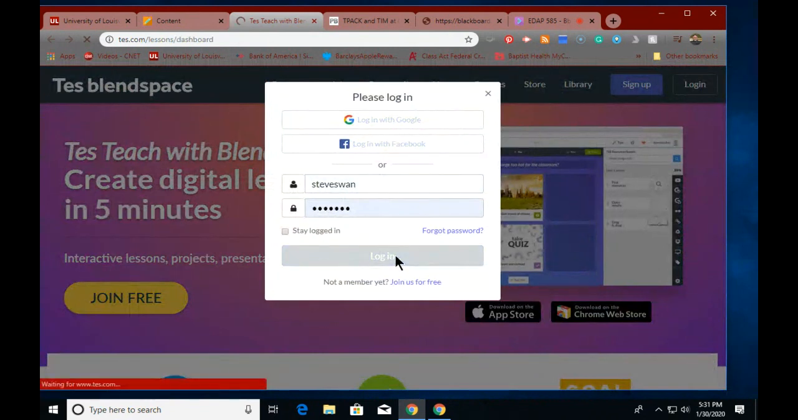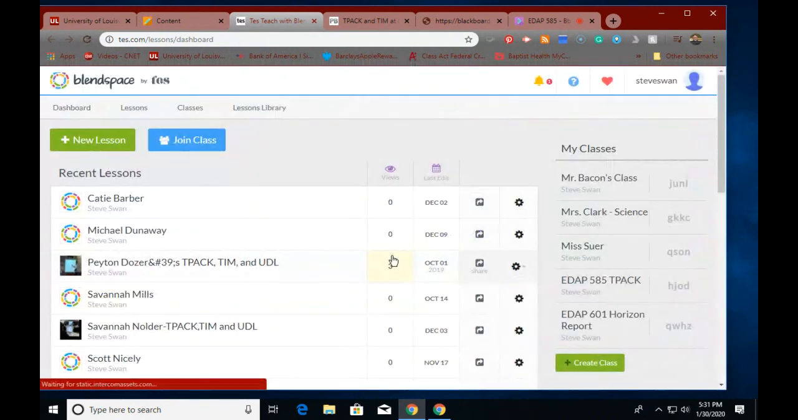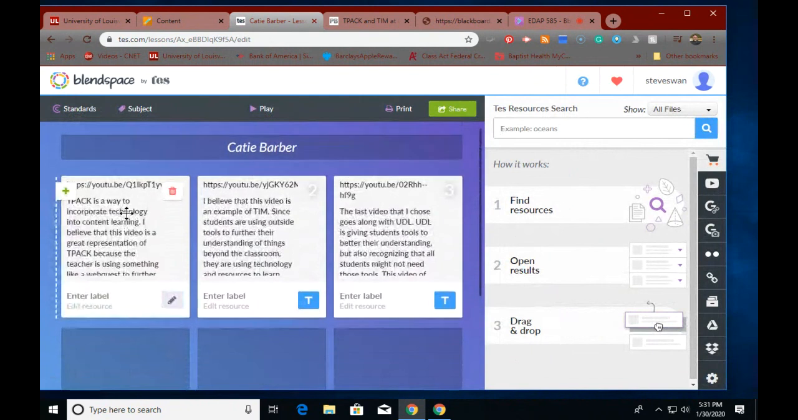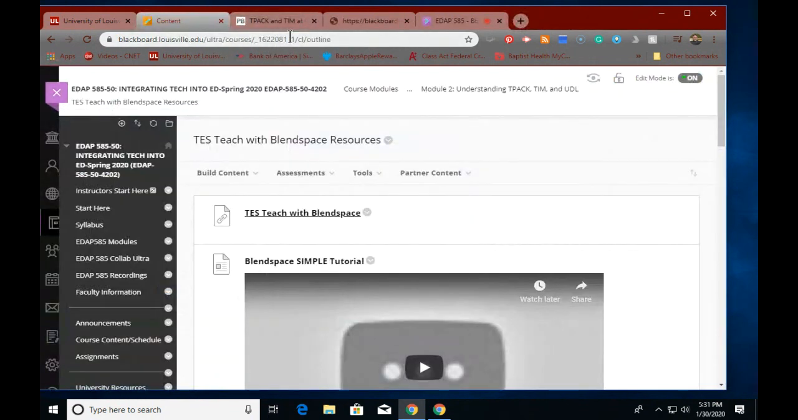And Blend Space is a really nice way of you being able to use it with your kids, because they can basically use it as a way of putting together their understandings as well. It's a really nice little tool. I like it a lot.